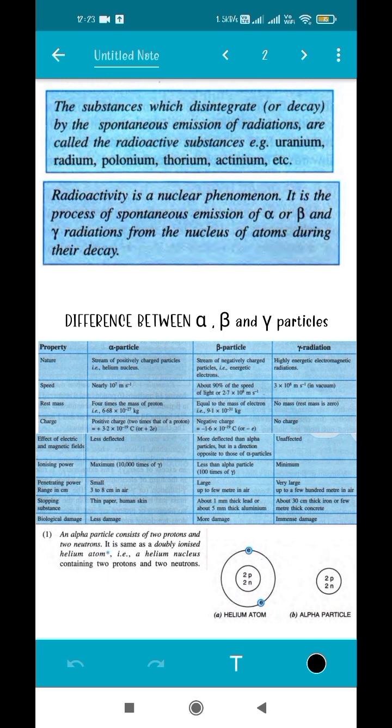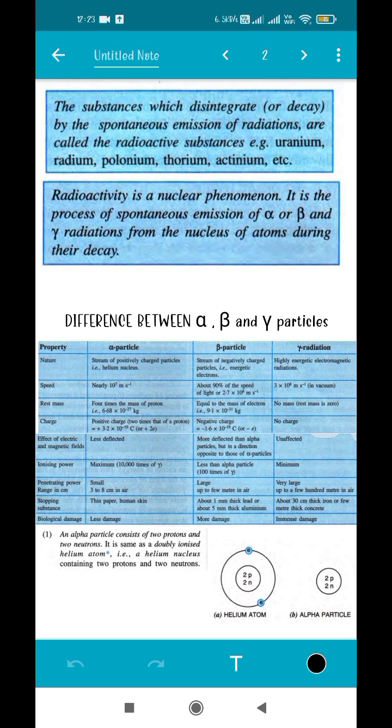Now what are beta particles? Beta particles are actually electrons which are energetic, which have a high energy, and they are negatively charged. Gamma radiations or gamma particles are highly energetic electromagnetic radiations. You have studied about this in the spectrum chapter of physics itself. So gamma particles are neither positively charged nor negatively charged, but they are very energetic radiations or rays.